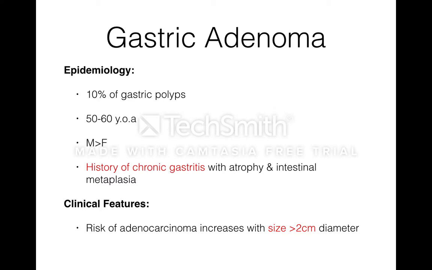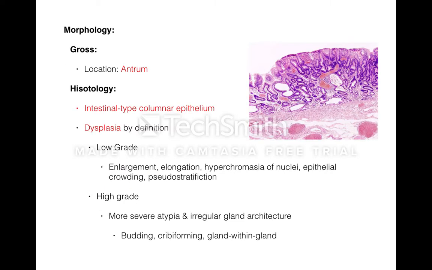Gastric adenomas affect men 3 times more often than females, and the adenomas are by definition dysplastic precursor lesions. Those greater than 2 centimeters in diameter do convey an increased risk for developing into adenocarcinoma. On endoscopy, gastric adenomas are typically found in the antrum, and on histological exam, they are composed of intestinal type columnar epithelium. Because remember, they're occurring in the setting of intestinal metaplasia.